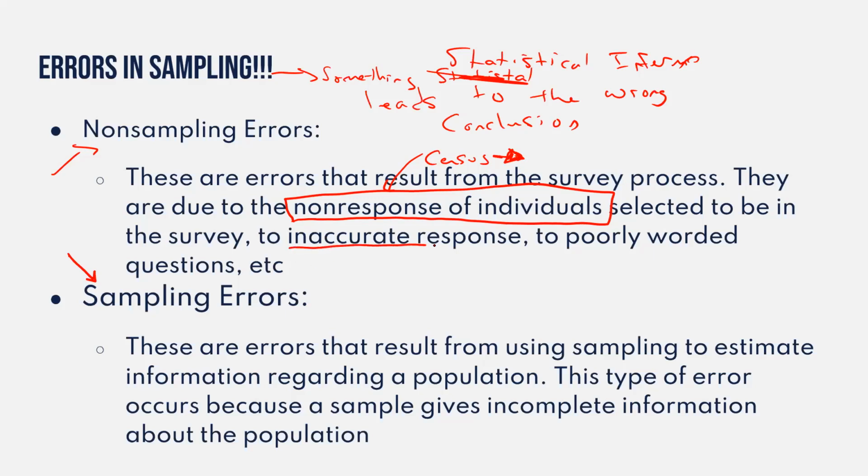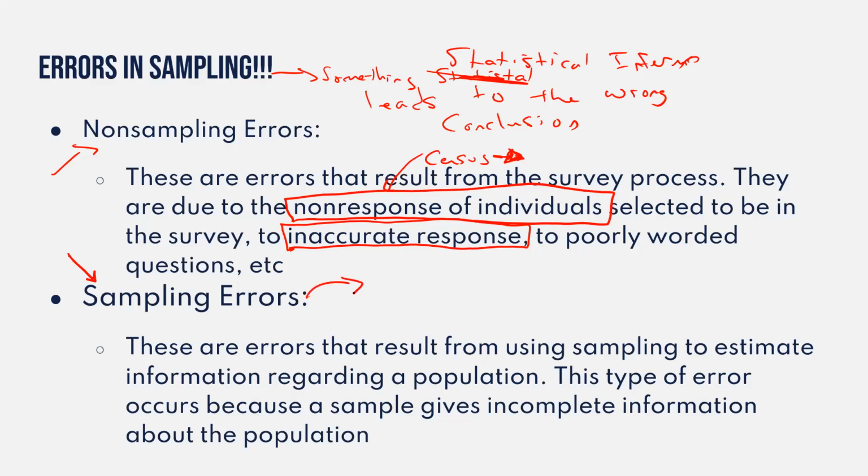Another issue could be inaccurate responses. This can cause errors. For example, if I'm selected to be part of a survey, and they say, we want to estimate how much money people make on average in the United States. And I say, I make $1 million a year. That would cause an error. Okay, I obviously don't make that much. A lot of other things, poorly worded questions so that you don't understand it. These can cause errors or form incorrect conclusions.